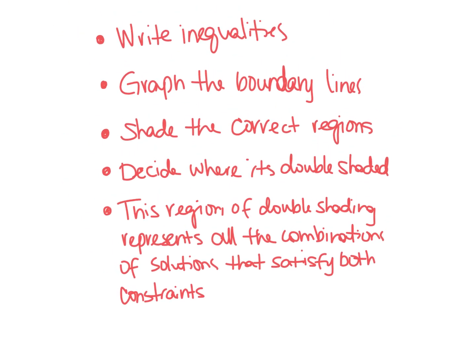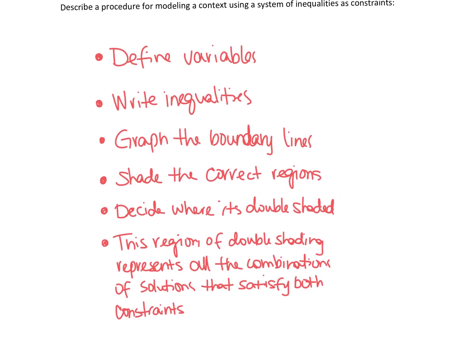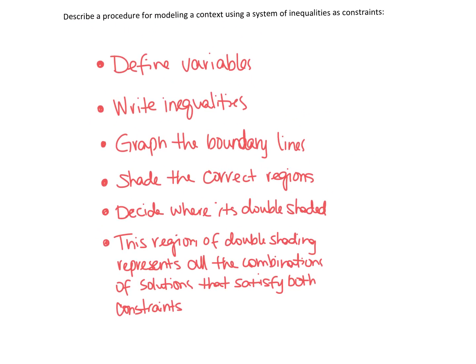I think that's a good process or procedure to model a context using a system of inequalities. Define your variables, write the inequalities, graph the boundary lines, shade the correct regions, decide where it's double shaded, and then choose combinations from that double shaded region because that's where both constraints are satisfied.